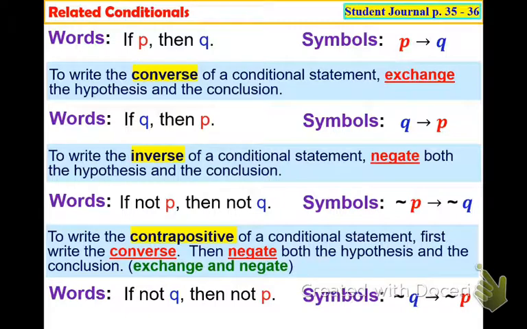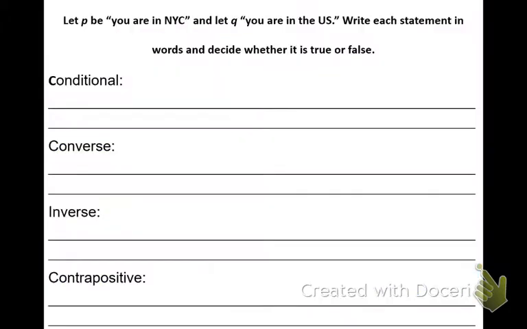All right, you ready to do some sentences? We do one. All right, at the very bottom of your notes, I'll give you a chance to catch up. I'm going to underline P and Q, like they were for us before. Let P be, you are in New York City. And let Q be, you are in the U.S. Write each statement in words and decide whether it's true or false. No matter what kind of statement it is, what word will always go first? If.